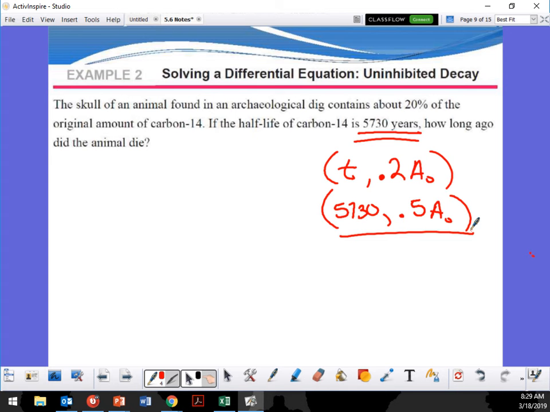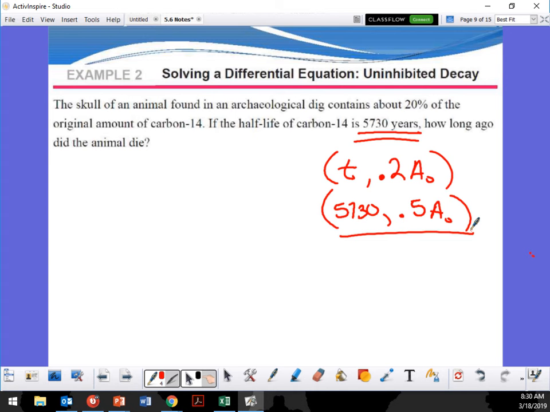Wait, where'd you get the 0.5? Okay, so wait, hold on. Right here. We're looking for the half-life. Okay, there you go. It was just a test, to remember the big picture. That's the reason why I keep emphasizing it. It is half-life. So let's go ahead and plug this in.